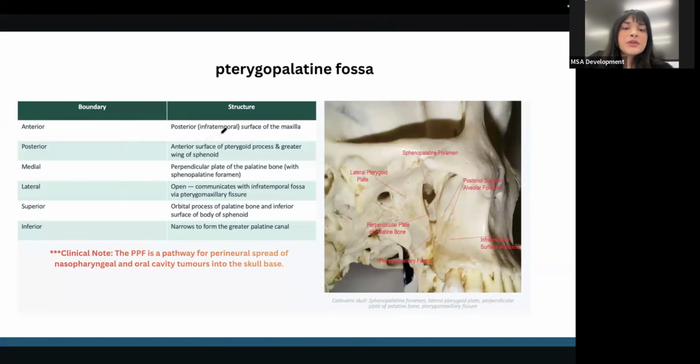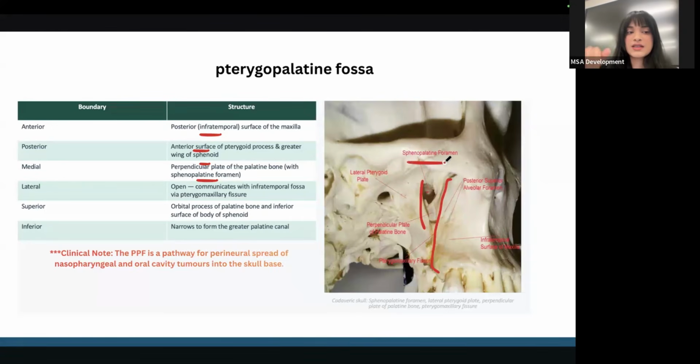Anteriorly, you have the posterior infratemporal surface of the maxilla, which we just talked about. This is the infratemporal surface of the maxilla. This is anterior. Posteriorly, you have the anterior surface of the pterygoid process and the greater wing of the sphenoid. Okay, this is in the back. Medially, you have the perpendicular plate of the palatine bone with the sphenopalatine foramen. So this inside, we said that this was the pterygopalatine fossa, right? So this is the fossa. Now, if you go deeper into the fossa, you come to the sphenopalatine foramen. Okay, so that's medially. Laterally, it communicates with the infratemporal fossa via the pterygomaxillary fissure.